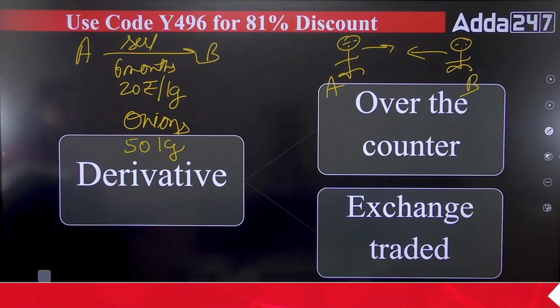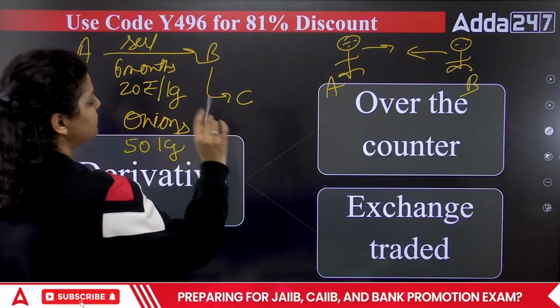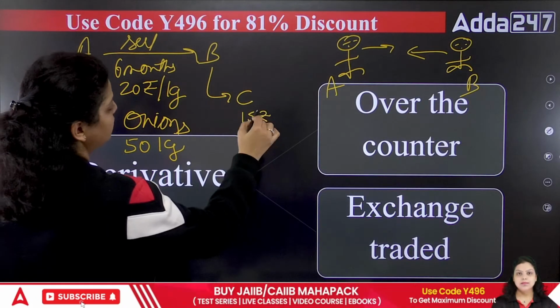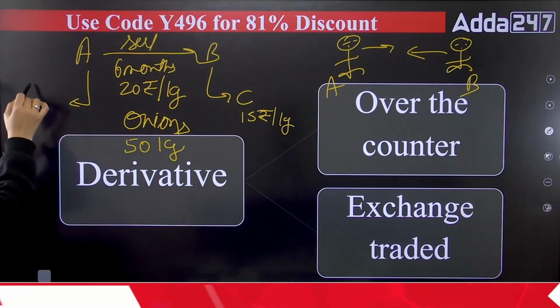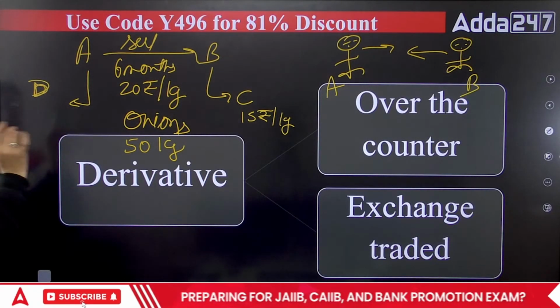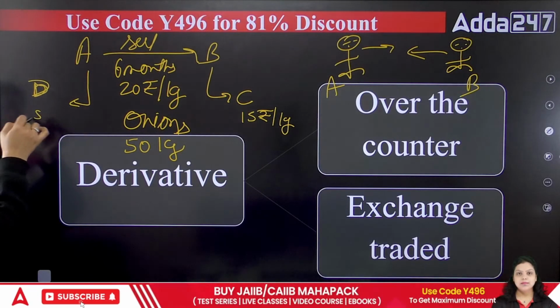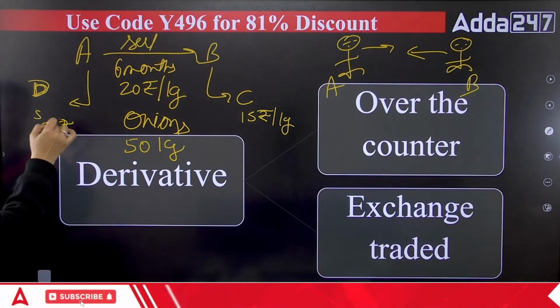Now what happens after the 6 months? Let's say B finds some person C, and C is selling the same commodity at 15 rupees per kg. Or it can be possible that A finds a certain person D, let's say, who is ready to purchase the onions at 25 rupees per kg.